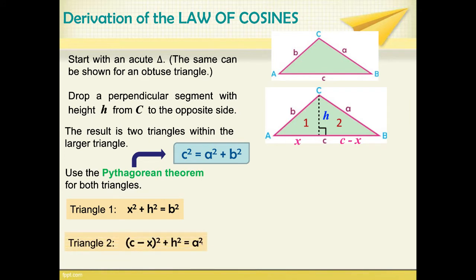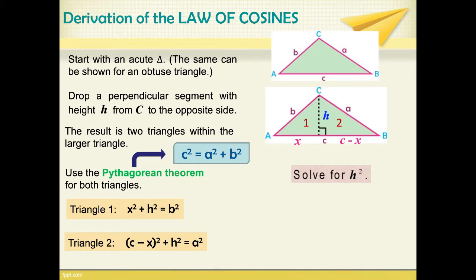Now, for triangle 2, the hypotenuse is a. a is the longest side of triangle 2. Therefore, the formula will be the quantity c minus x squared plus h squared equals a squared.